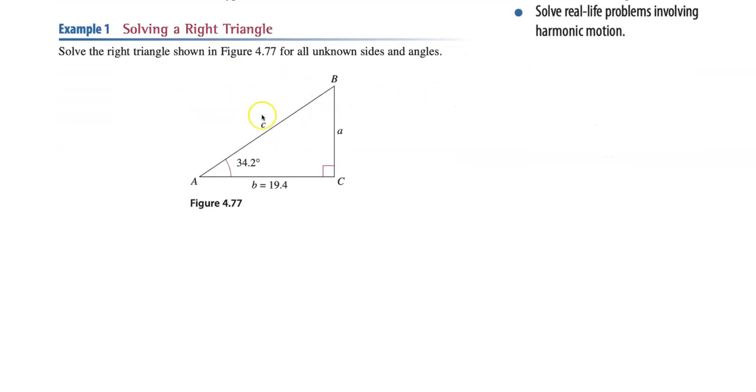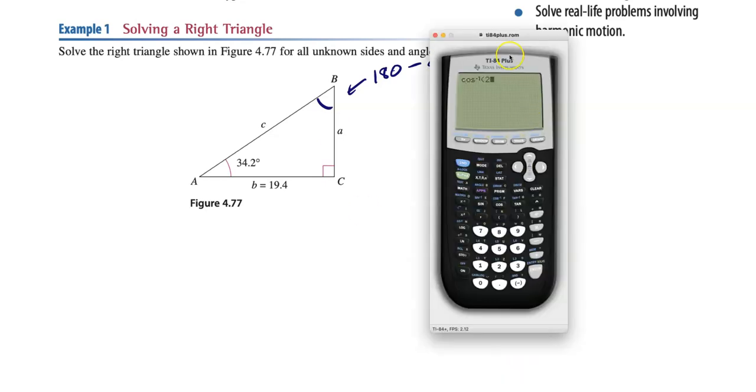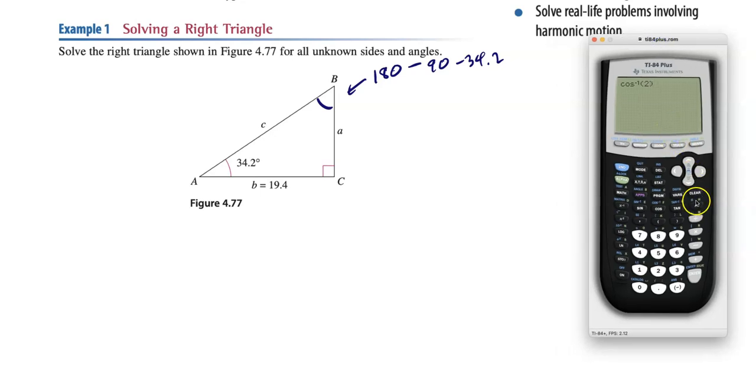So the first part here, we're going to solve a right triangle. They want to find all unknown sides and angles. Well, first, if we want to find angle B, we don't have that one. That's just going to be 180 minus 90 minus 34.2. I'll get that real quick on the calculator, because I don't want to subtract those decimals by hand. So 180 minus 90, which is just 90, minus 34.2. And I'll actually be able to do it by myself. 55.8 is angle B.